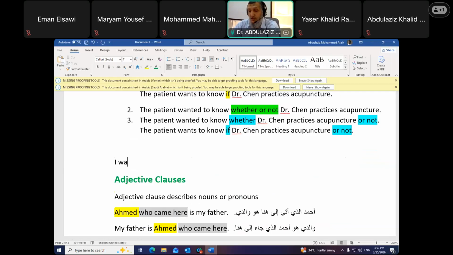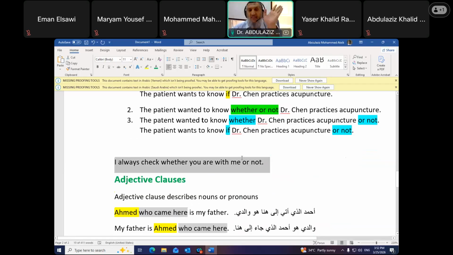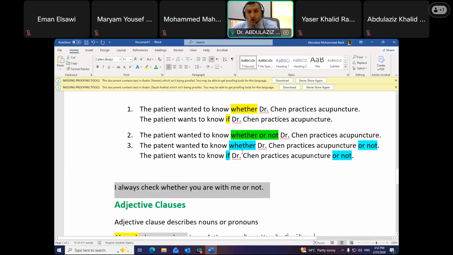I always check whether you are with me or not. So this is one way. Then we can have the other two ways, whether or not. So this is all about noun clauses.